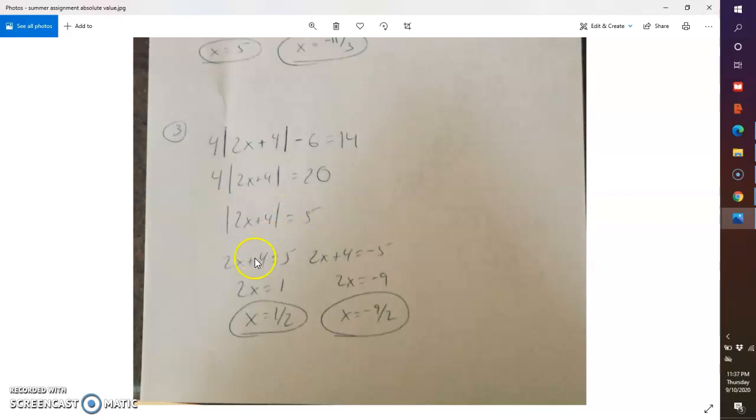2x plus 4 equals 5. 2x plus 4 equals negative 5. We set it equal to 5, we set it equal to negative 5, and we solve both of them. We subtract 4, we divide by 2, x equals 1/2. We subtract 4, we divide by 2, x equals negative 9/2. And you can check that it will work out.